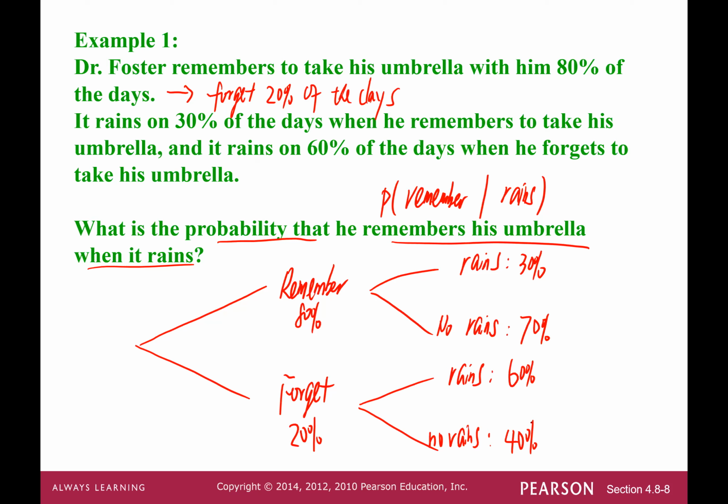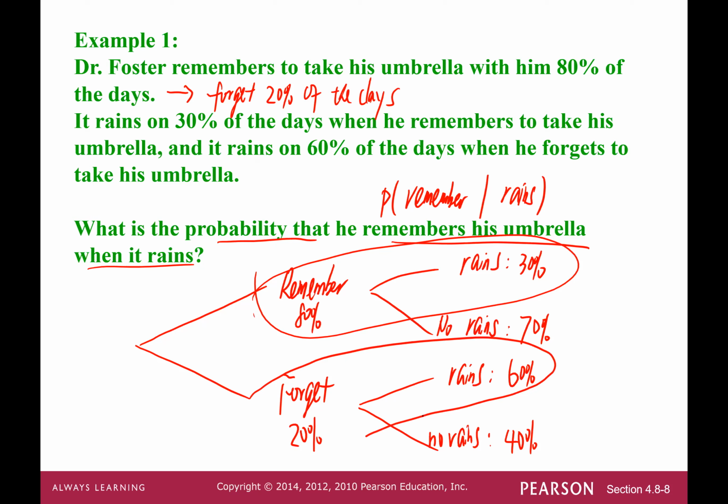Now, if you look at it, you want to see when he remembers to bring his umbrella, it rains, will be the probability out of this. So you're looking at these two groups. Remember, it rains. He remembered to bring the umbrella given that it rains. Also, he forgot to bring the umbrella when it rains. So now, yeah, that should be this. So on top, it should be 80% times 30%.